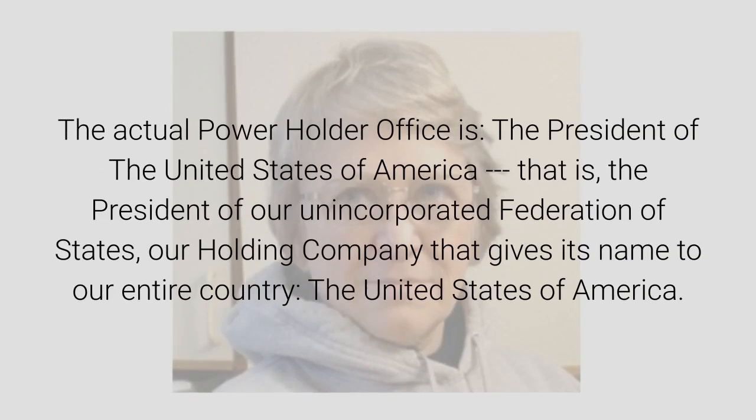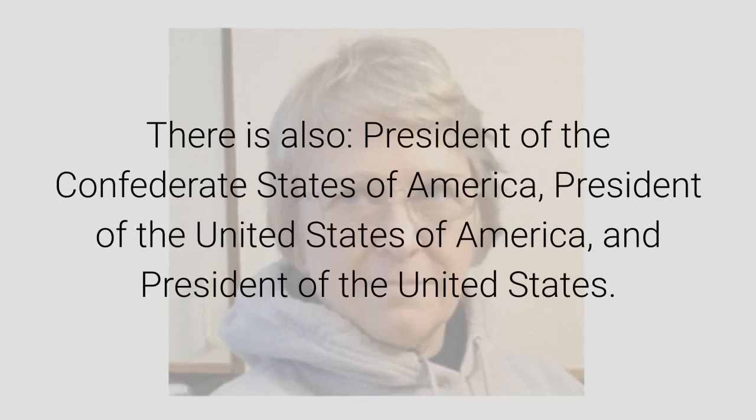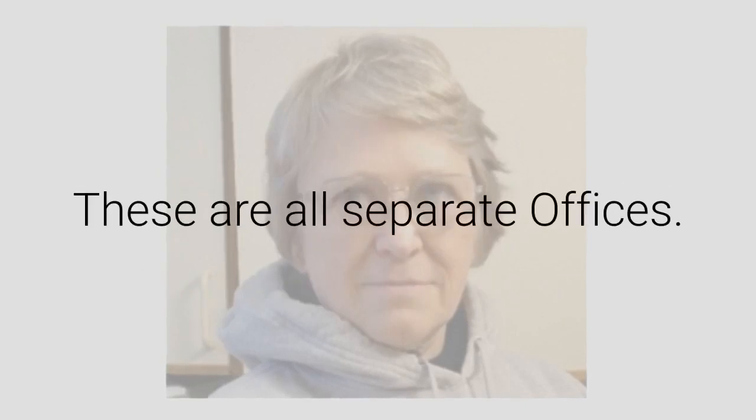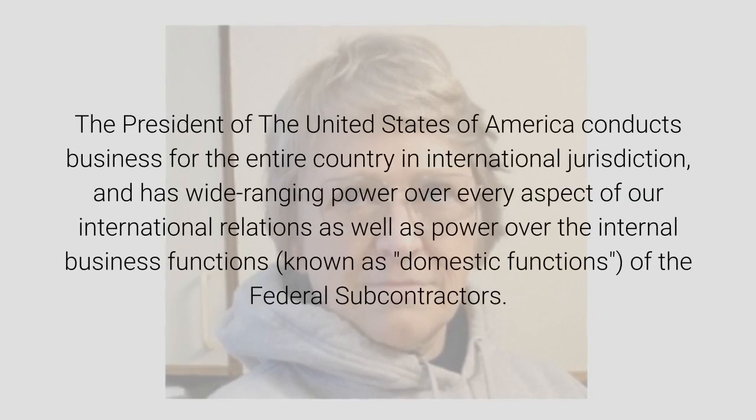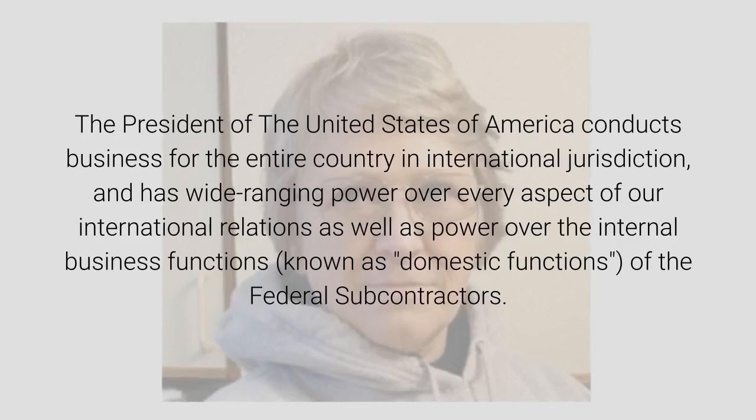The actual power holder office is the President of the United States of America, that is, the President of our unincorporated Federation of States, our holding company that gives its name to our entire country, the United States of America. There is also President of the Confederate States of America, President of the United States of America, and President of the United States. These are all separate offices. The President of the United States of America conducts business for the entire country in international jurisdiction, and has wide-ranging power over every aspect of our international relations as well as power over the internal business functions known as domestic functions of the federal subcontractors.